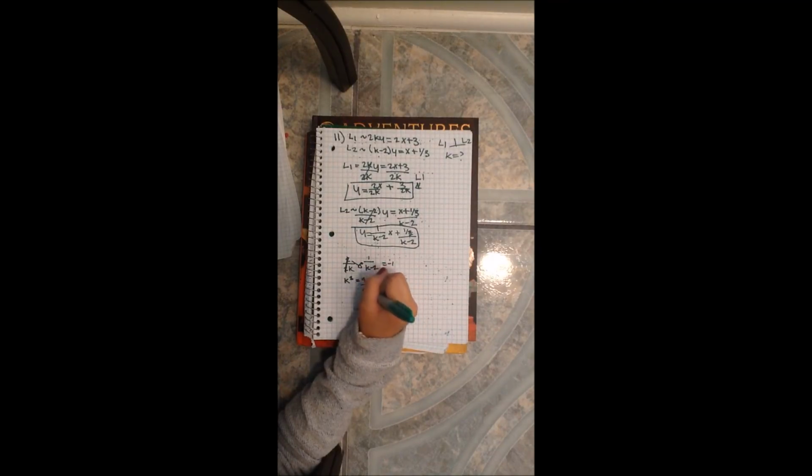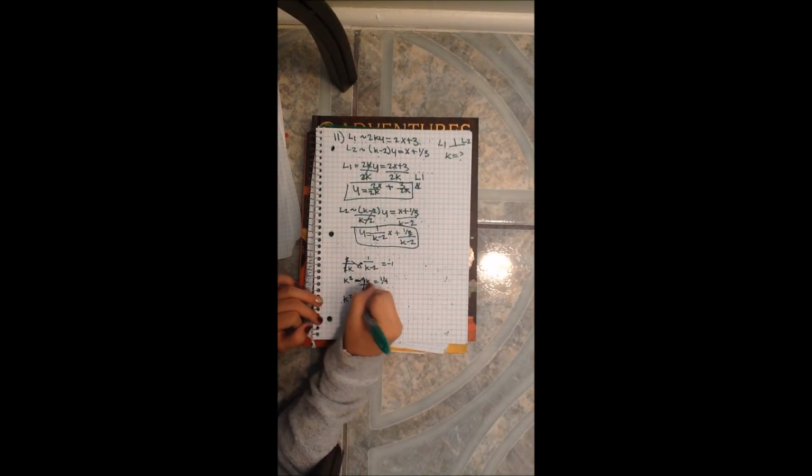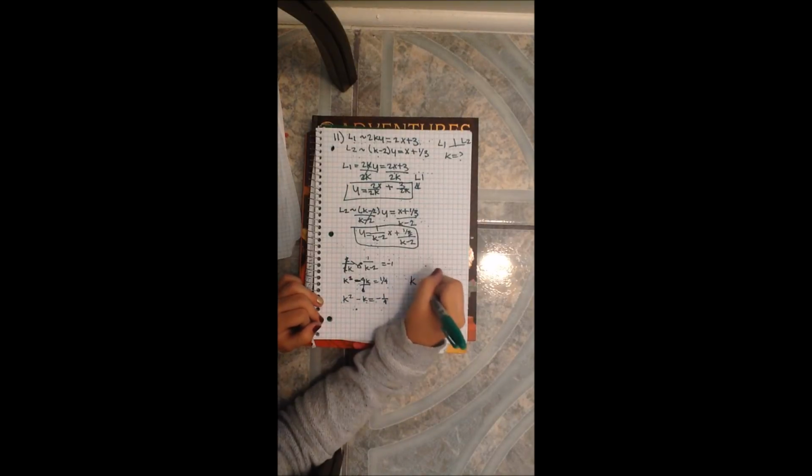Because you're getting rid of this one, so it's that. So minus 4k, and then you divide by 4, so you get rid of your 4, and it's just k squared minus k equals negative 1 over 4. And your k ends up being... your k equals 1.